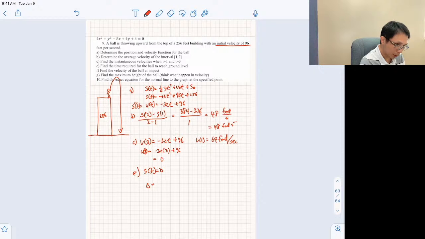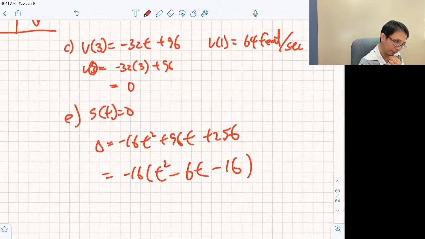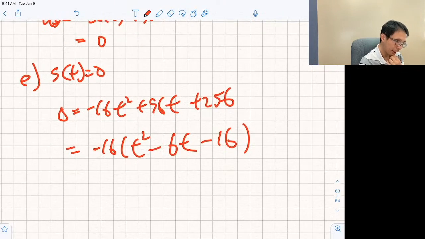So 0 is equal to, in this case, negative 16t squared plus 96t plus 256. The best thing is to factor out a negative 16. It turns out it's factorable. So it'll be t squared minus 6t minus 16. Yeah. So in this case, it's going to be t minus 8 and t plus 2.